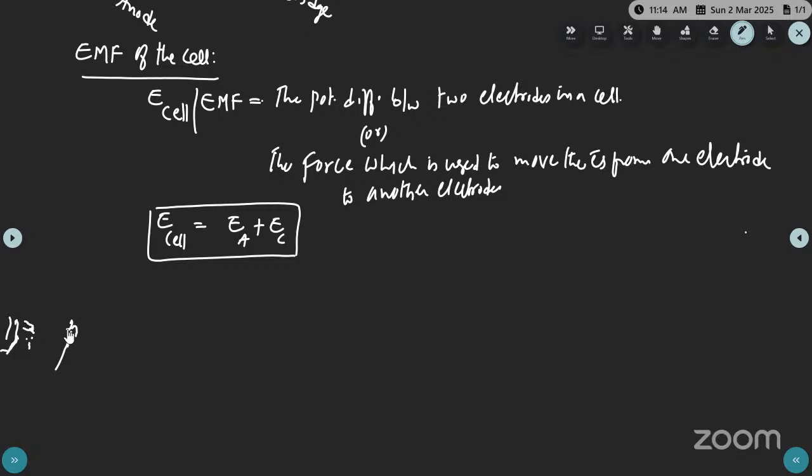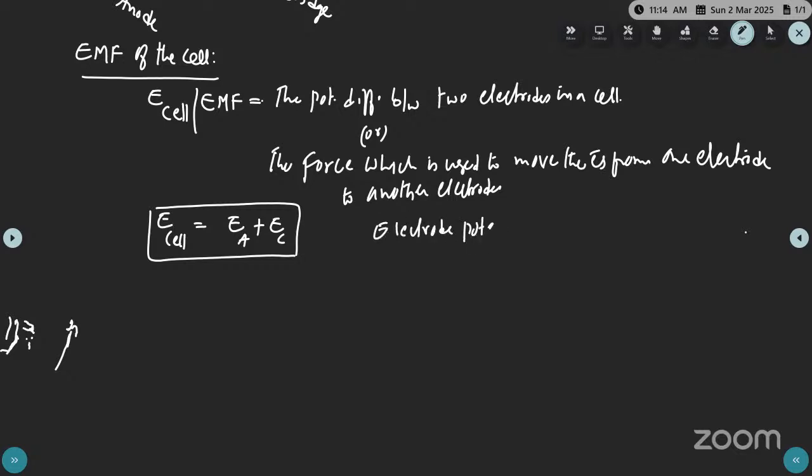Okay. And what is the potential of the anode and what is the potential of the cathode? So before going to the electrode potential, what is the meaning of electrode potential? How many potentials does a particular electrode have? So let's see, okay, let's see the electrode potentials.